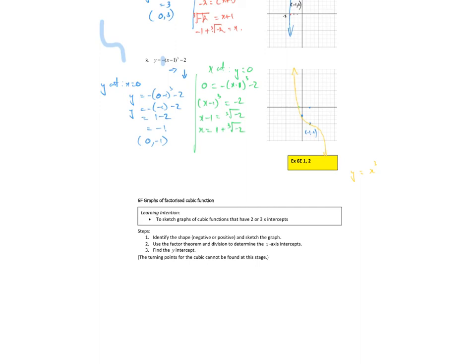So there's my basic shape for my y equals x cubed graphs. Okay, shifting left and right, up and down. Negative sign, different areas it starts with. All right, so let's practice those.